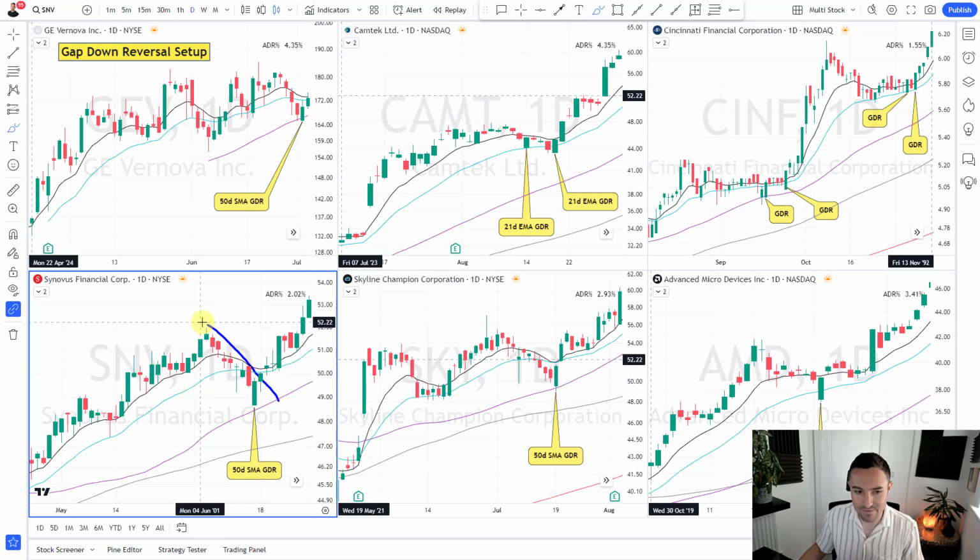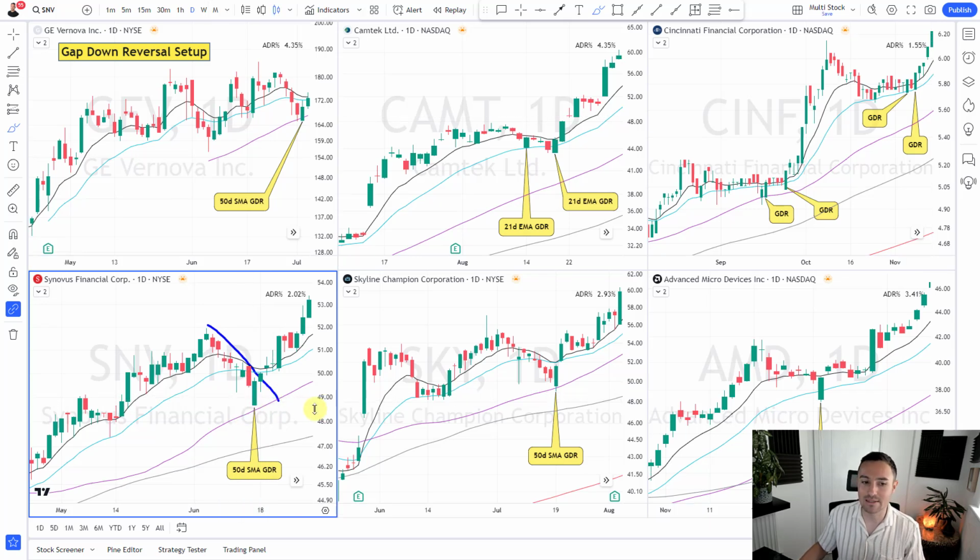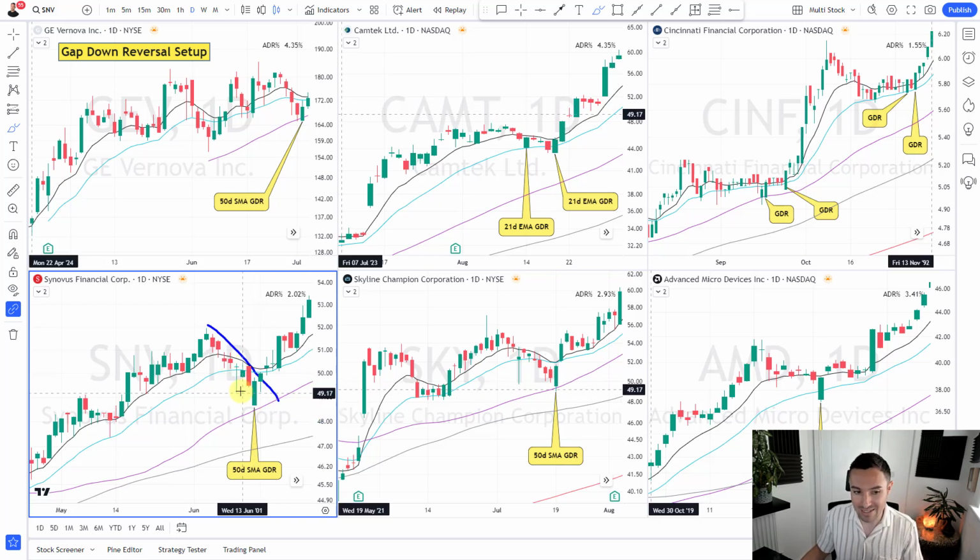So you see here, SMV is pulling back down. What I want to see, as I'm using this 50-day as a reference point while it's pulling back down, is large operators stepping up and supporting the stock. You can see it's a belt hold bullish pattern. It gaps down, but note how the open is on the low of the bar.